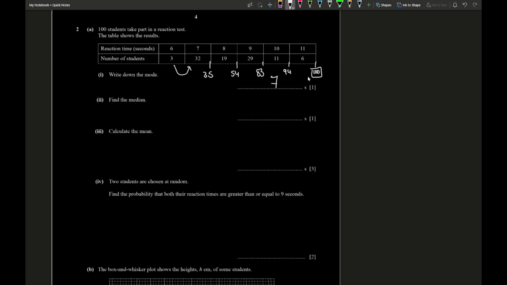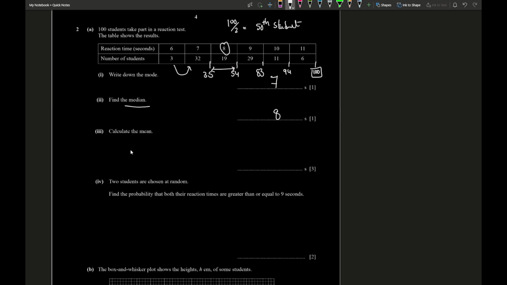لو التوتال بتاعنا 100 students. فالميديان أكيد هيكون 100 over 2 اللي هي ال 50th student. ماشي. وال 50th student بتاعنا it lies between 35 and 54 at a reaction time of 8.